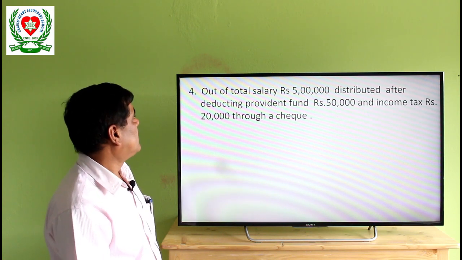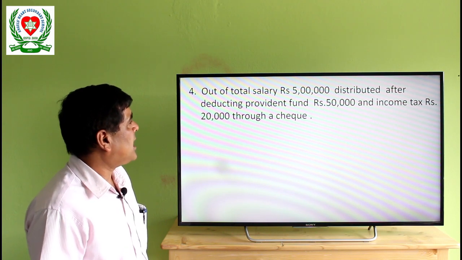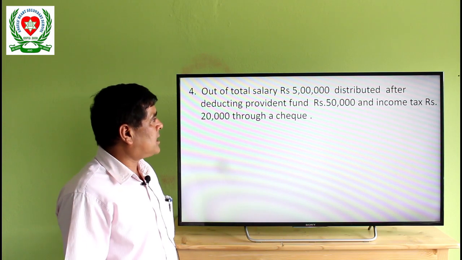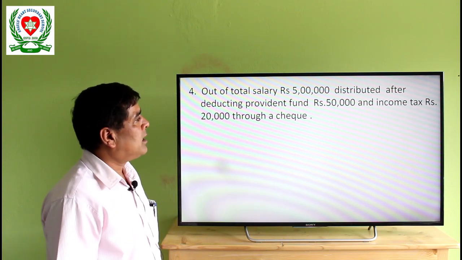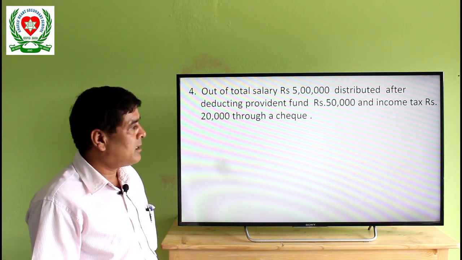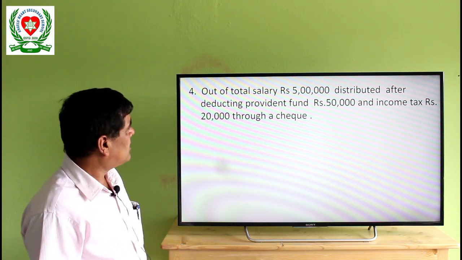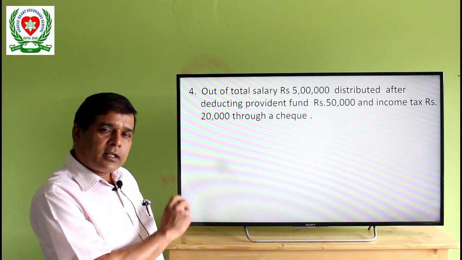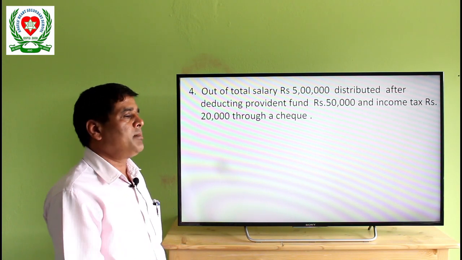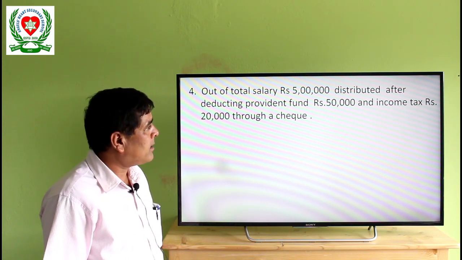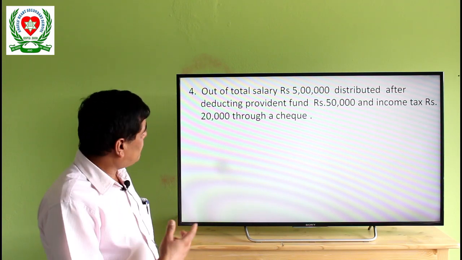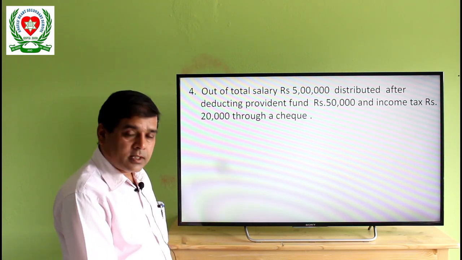Next, question number 4: out of total salary rupees 5 lakh, salary is distributed after deducting provident fund 50,000 and income tax 20,000 through a check. As I described previously, provident fund and income tax are deducted from the salary while distributing salary to employees. Then these deducted amounts should be deposited into the provident fund office and the income tax office.